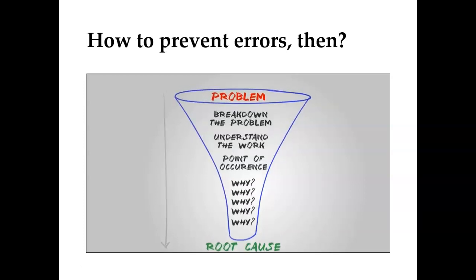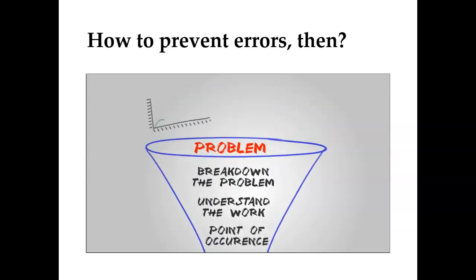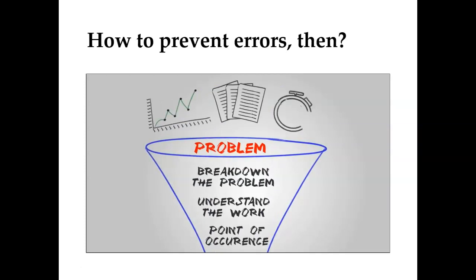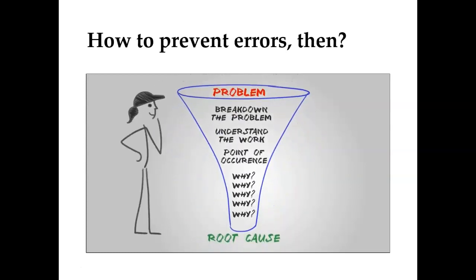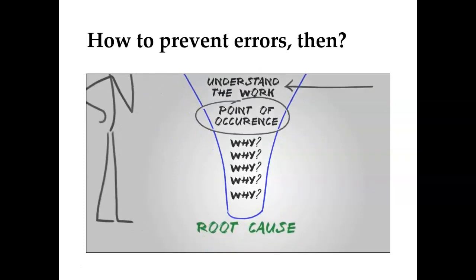What we want to do is break the problem down to understand it, get some data, get some facts, look for patterns, and from there, that means understanding the work. This is certainly a characteristic of lean problem solving, which is to deeply go and observe and understand the work. From there, we can identify a point of occurrence, also sometimes called the direct cause. Can also be thought of as a problem in its own right.